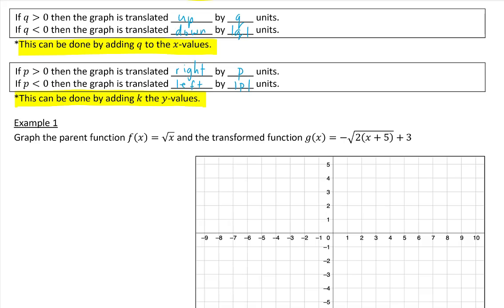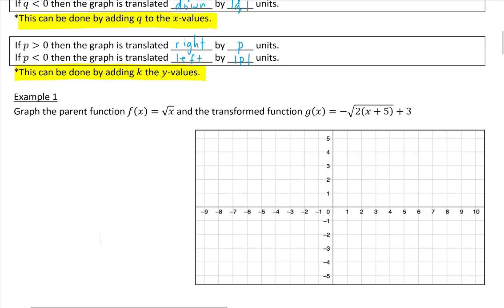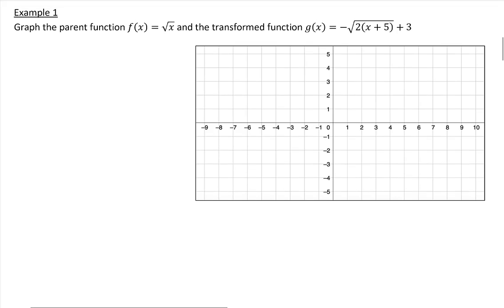So let's review how to graph a function using transformations. Example 1, we're going to graph the parent function root x and the transformed function g of x equals negative root of (2x plus 5) plus 3. So let's start with the root of x. Here is the base graph for the root of x. It's (0, 0), (1, 1), (4, 2), and (9, 3).